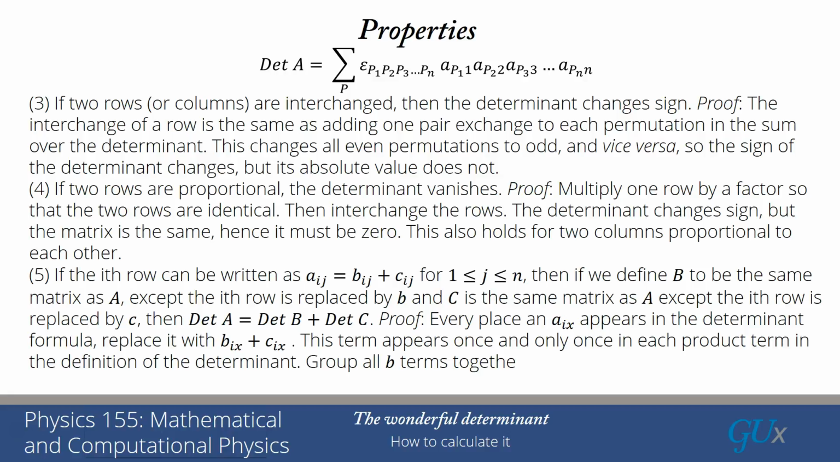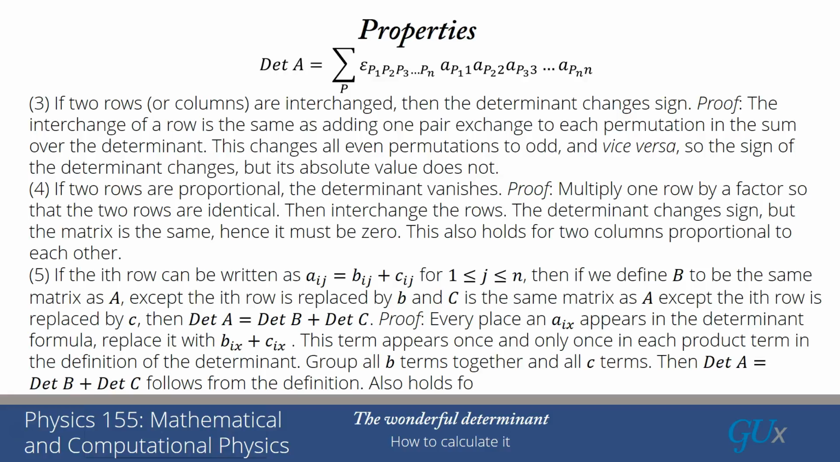Every place an a_ix appears in the determinant formula, we replace it by b_ix plus c_ix. Now this term will appear once and only once in each of the product terms in the definition of the determinant. So I'm only going to get one of those factors in each of the terms. We're going to group all the B terms together, and we're going to group all the C terms together. And then just by the definition of the determinant, you immediately see the determinant of A is equal to the determinant of B plus the determinant of C. And of course, this argument also holds if we did the same thing for columns.